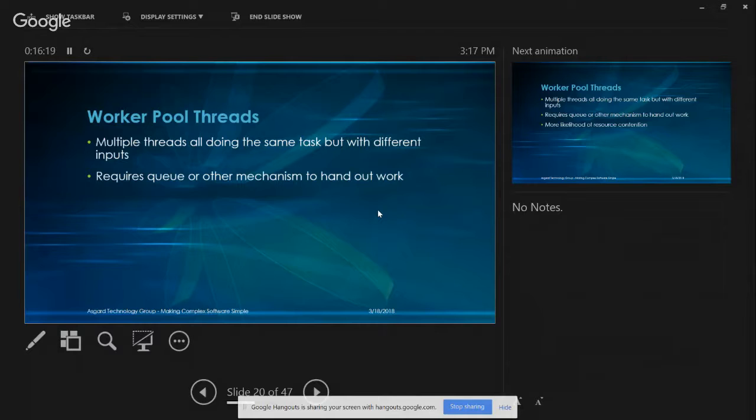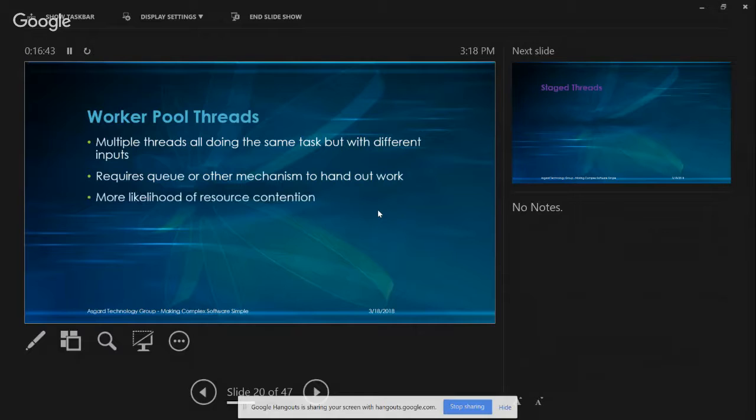Typically, you use some sort of a queue or messaging system to assign work. Basically, the work comes in, it gets put on a queue. The worker, when he's done, looks to see if there's new work. If there's new work, they grab it off the queue and they go off and do it. And if there isn't work, then it waits until work becomes available. That's typically how it's done. There's more likelihood of resource contention with worker pool threads because they're all doing the same thing.